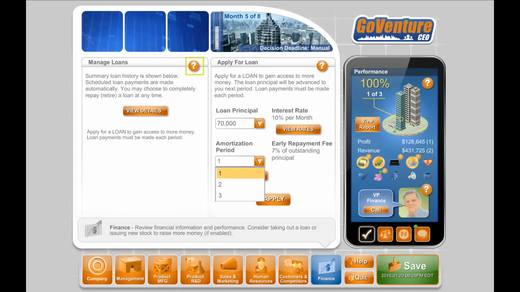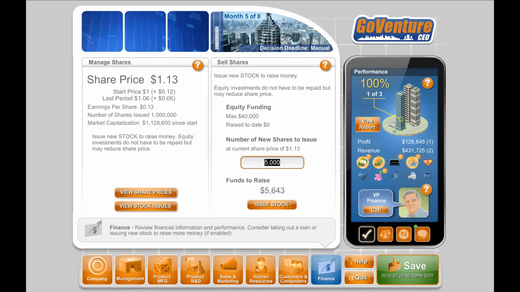You can find out more about loans by clicking the help buttons. Stocks are equity financing where you sell shares in your business. Each share is sold at the price shown. The share price may change each period based on your cumulative profit, called earnings. You can sell, or issue, as many shares as often as you like, up to the maximum funding shown.